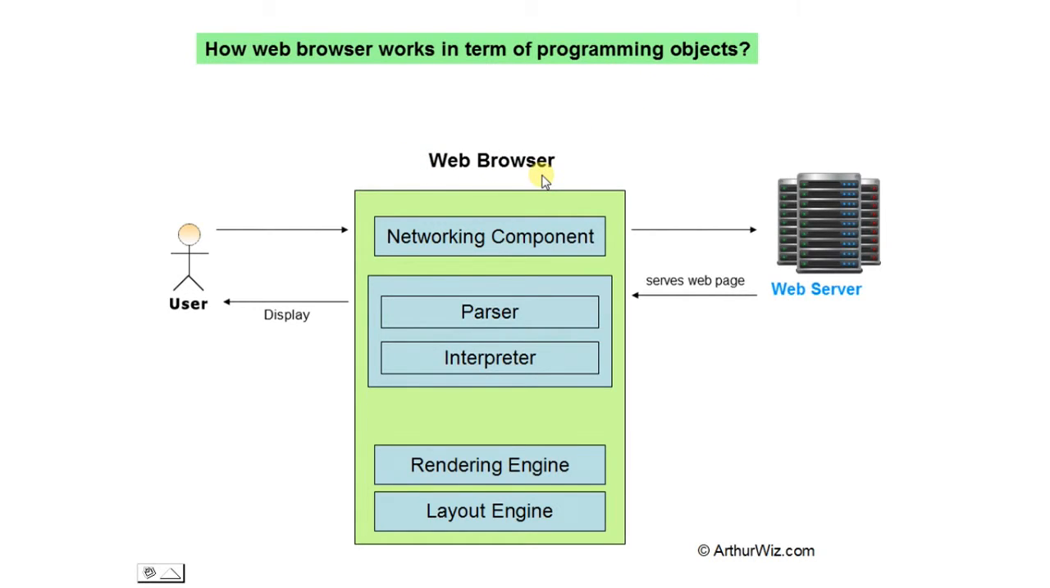As you may know, a web browser is an application program sitting on your PC for viewing web pages, and the source code of web pages is created by the web server when the user requests it. A web browser consists of many components such as the networking component, parser, and interpreter.